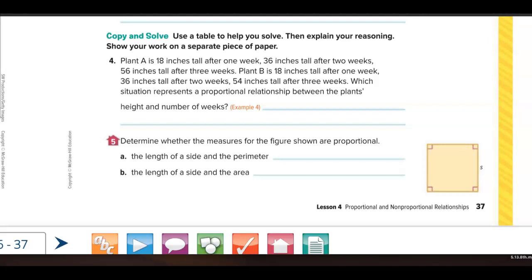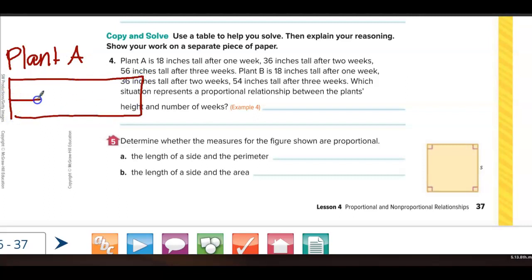A lot of you I saw made tables. So what were your labels in your tables? Days, and time. That's what I had. I heard Samantha say inches and weeks.